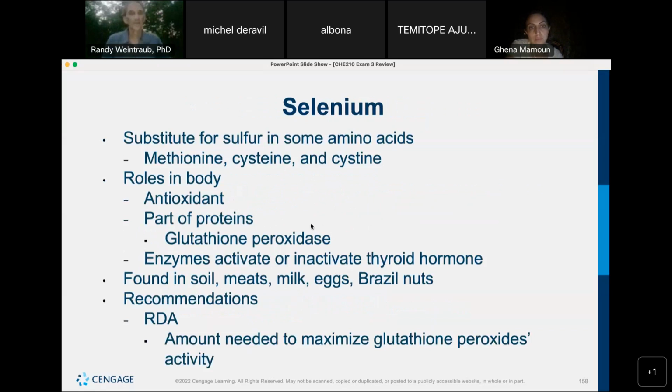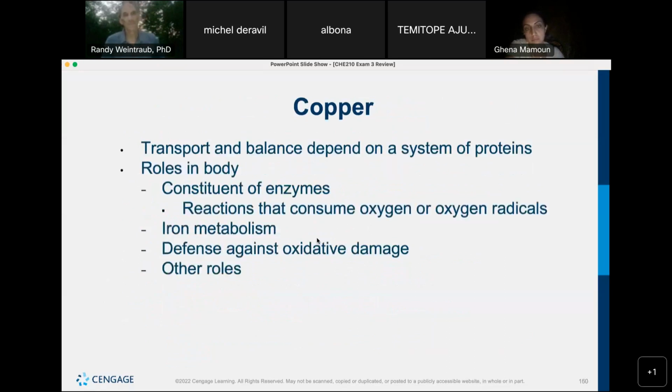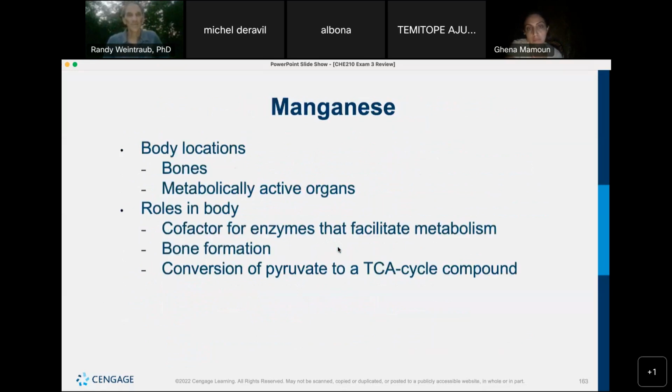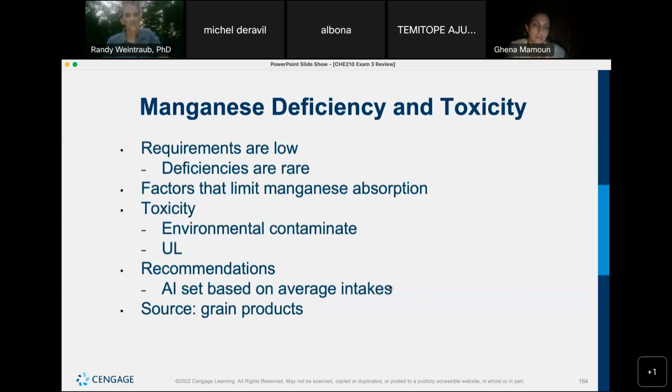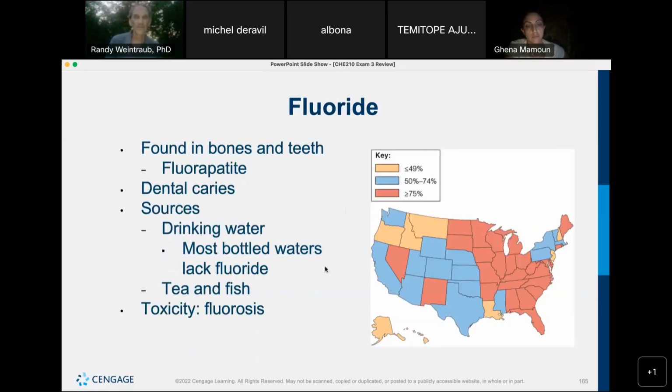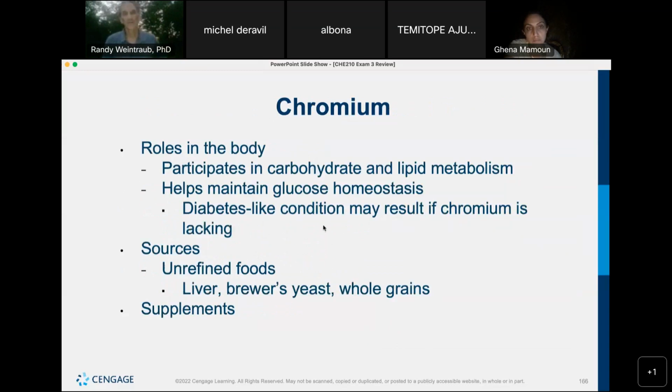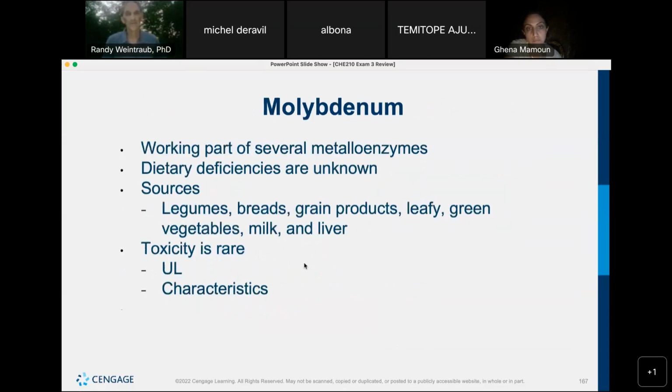Selenium, a trace ion, a trace mineral. Copper, there's some enzymes that need copper. Manganese, so these are trace but have important roles in various areas of normal metabolism. Fluoride, so fluoride we could think of, that's protection of teeth, normally processed or water supplies have fluoride to protect people's dental health. Okay.